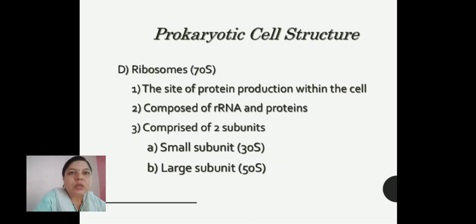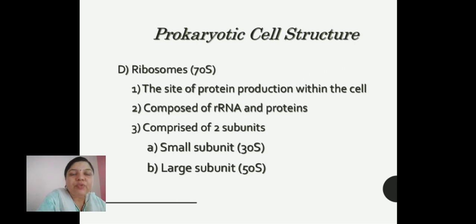Ribosomes are freely floating inside the cytoplasm, and ribosomes are the 70S type. S stands for the Svedberg unit. Svedberg was a scientist who introduced this Svedberg unit. The site of protein synthesis, protein production, is the ribosome. It consists of ribosomal RNA and proteins. It consists of two subunits, a smaller subunit and a larger subunit. The smaller subunit is 30S and the larger subunit is 50S.